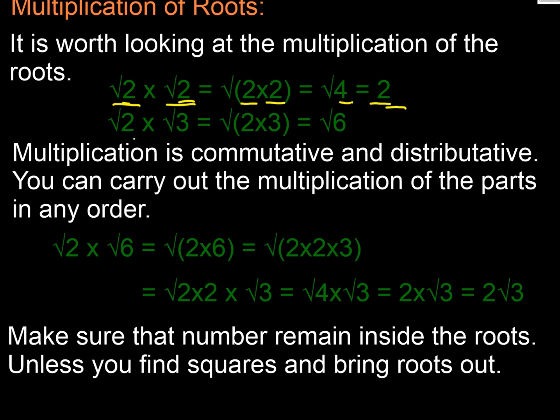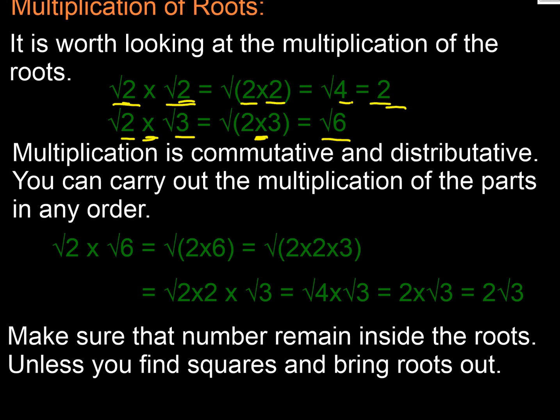The reason I'm interested in this is if I've got a root 2 times a root 3, they're both rooted, so they stay inside the root symbol, they remain as roots, and we're going to multiply them together. So we get 2 times 3, which is root 6, yeah?